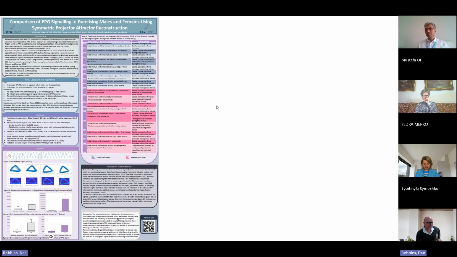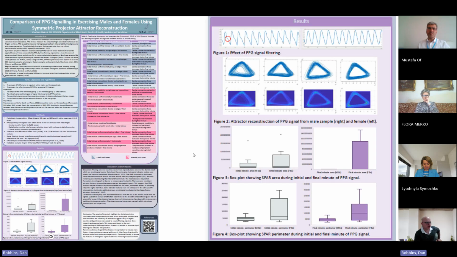And from here, the first thing I noticed is that when I'd filtered the original signals, I took out this very important feature within the signal called the dicrotic notch. And so I need to be very careful with how I actually filter. I calculated the area and I calculated the perimeter. And although there were some differences, in reality, there is such huge variability that it wasn't really a hugely reliable point.